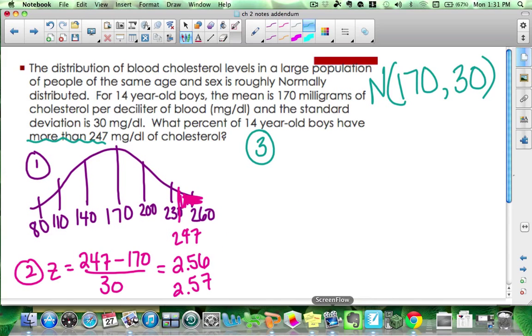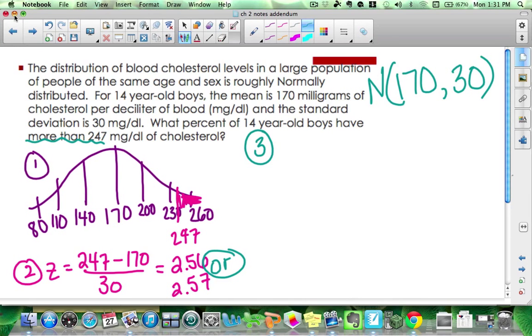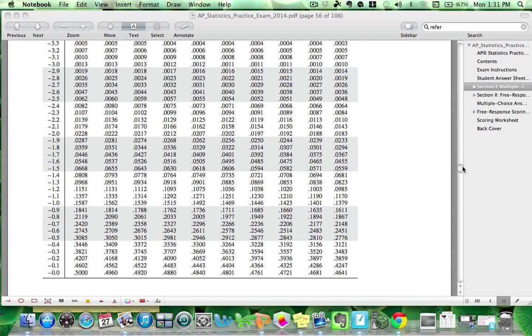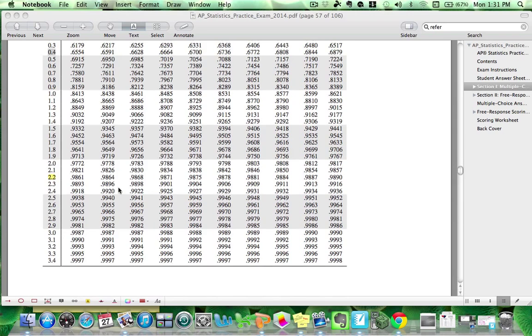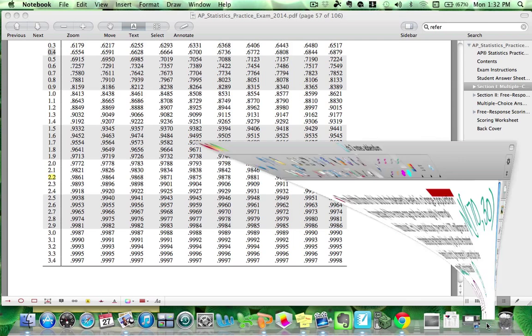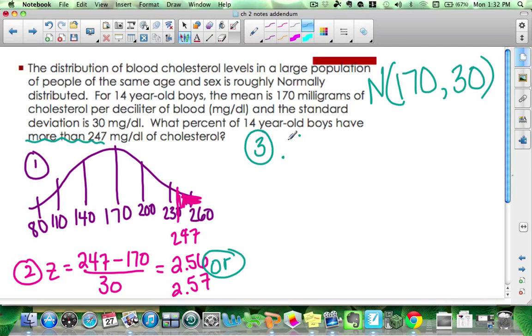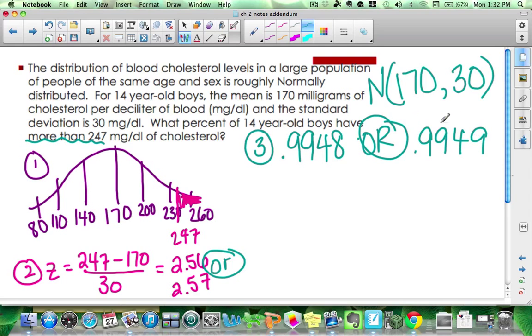Let's look up both of these, 2.56 or 2.57. I'm going to write or here. If I look up 2.56, I need to be on the positive side. 2.5, and I get 0.9948. If I looked up 2.57, I get 0.9949. They're so close it isn't even going to make a difference. So 0.9948 or 0.9949.